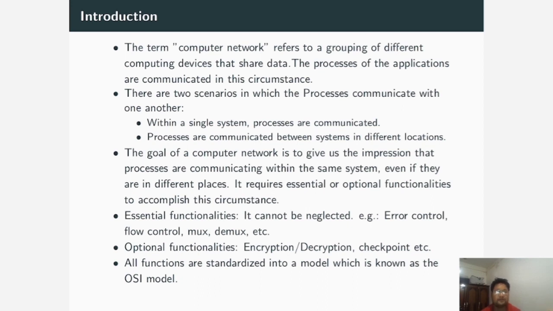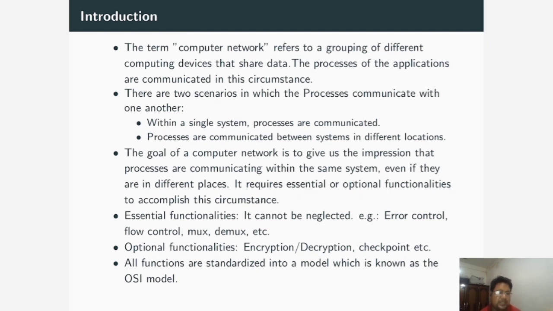So in this type of scenario, we need an impression that even though they are situated in different locations, we feel like the processes are situated in the same system. Suppose we are talking from India to England, our processes communicate, but we feel like you are in my system. This type of impression we want to create in computer networks. So it needs many functionalities.